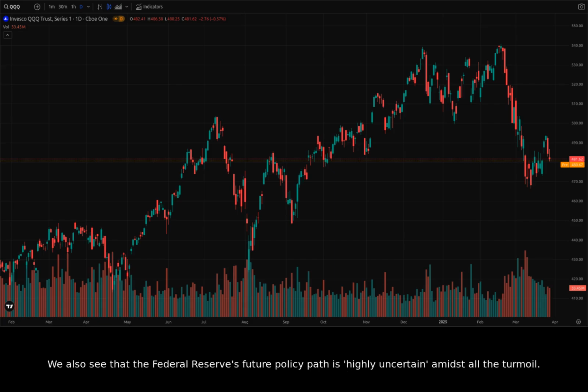We also see that the Federal Reserve's future policy path is highly uncertain amidst all the turmoil. Now, let's move on to the chart data for QQQ.